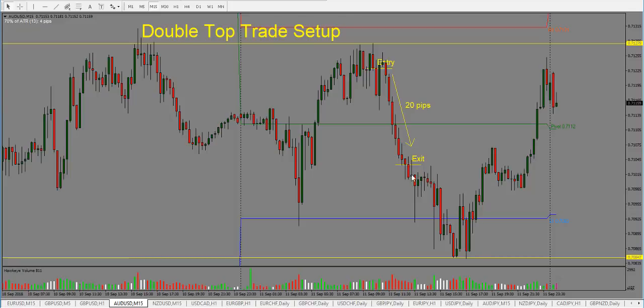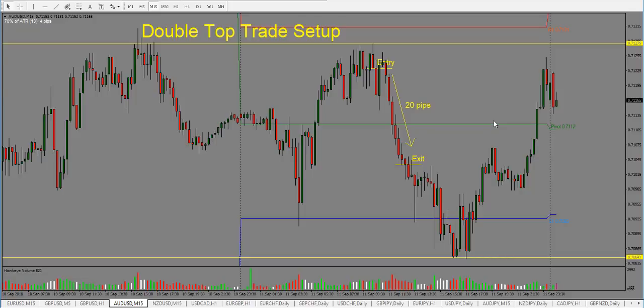But as we can see, a little bit of patience would have paid off because price did come and test this S2 level. And then finally, it got into that 70.85 level that I was looking for. But overall, it was a profitable trade.